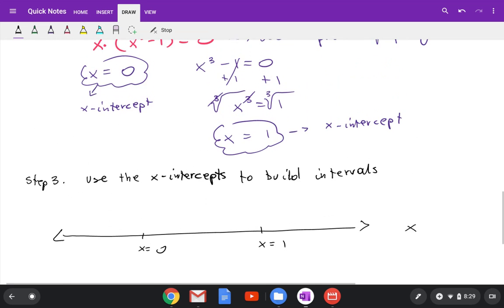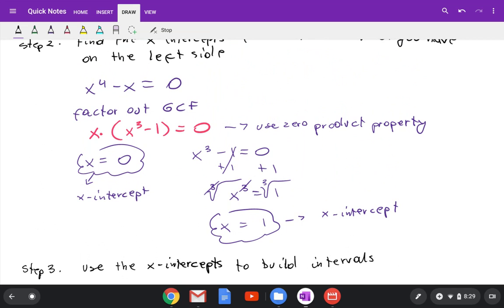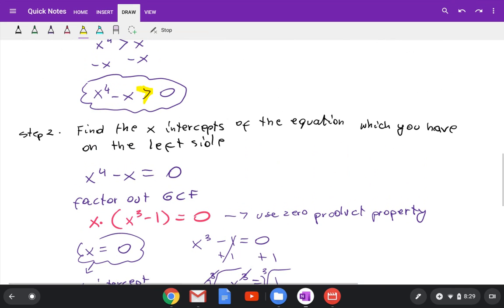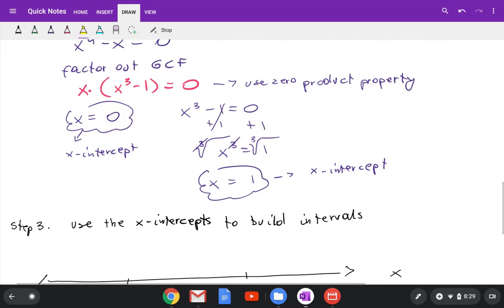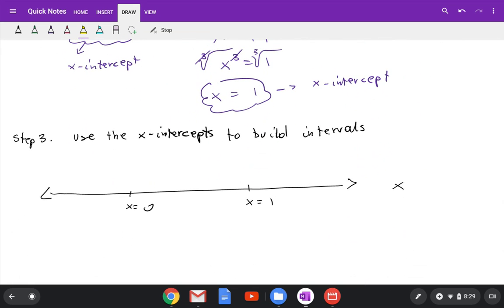Let's go back to our inequality. Don't forget that this is what we're solving right now. That's our inequality. We're solving this one. X to the power of 4 minus x is greater than 0. So our inequality is x to the power of 4 minus x is greater than 0.